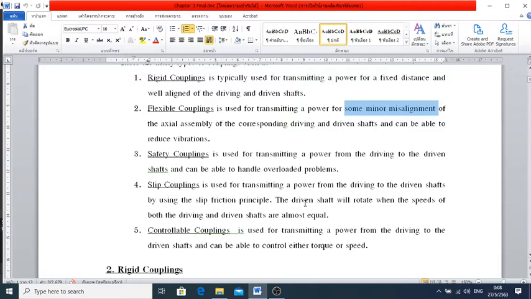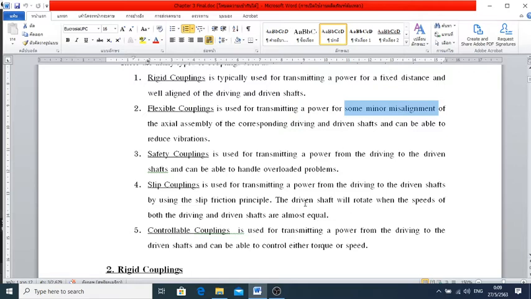And then the slip coupling is used for transferring power from the driving to the driven shaft by using the slip friction principle. So we can manipulate the torque by using the friction principle. If the torque is too much, they're going to slip all the way. So the driven shaft will rotate with almost the same speed as the driving shaft. It means the driving and driven shafts are going to handle the same torque.